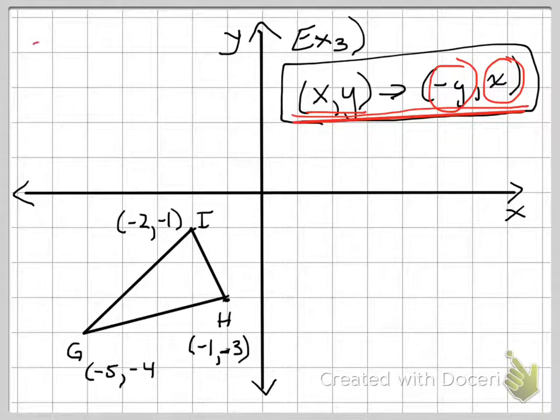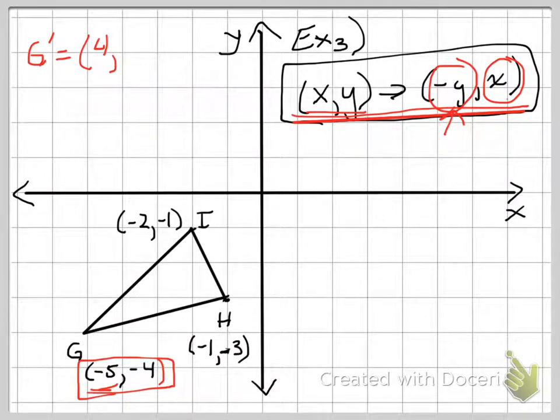So we took G and we're trying to figure out what G prime is going to be. Well, G is right here. It says take y for x and take the opposite of it. So G prime is going to be the opposite of -4, which is +4. And then take x and make that our y. Our x here is -5, so that's going to be -5. So that's G prime.